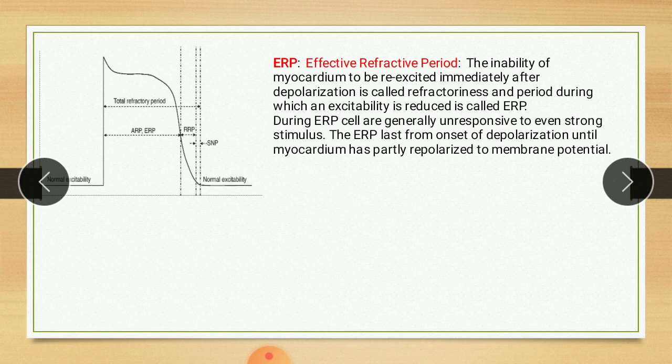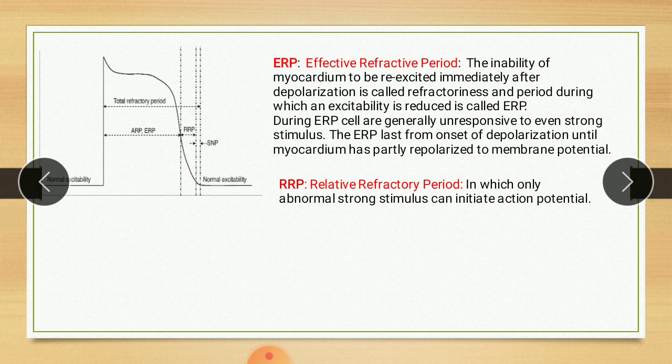First is ERP, effective refractory period. It is defined as the inability of the myocardium to be re-excited immediately after depolarization, called refractoriness, and the period during which excitability is reduced is called ERP. In the diagram here, ERP is given. During ERP, cells are generally unresponsive to even strong stimuli. The ERP lasts from onset of depolarization until the myocardium has partly repolarized to membrane potential. So during this period, if we give a strong stimulus, the membrane is unresponsive. There is no action potential generation.